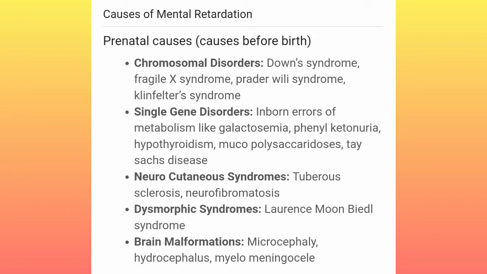Let's see the causes of mental retardation. Under this, we have three stages. First is prenatal causes, that is, causes before birth. Chromosomal disorders: Down syndrome, Fragile X syndrome, Prader-Willi syndrome, Klinefelter syndrome.